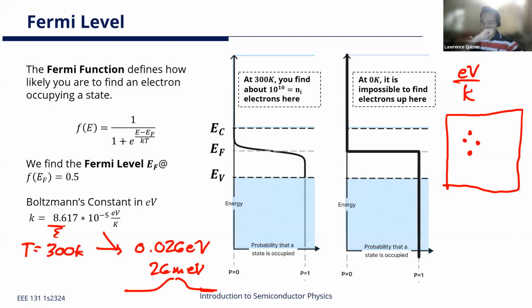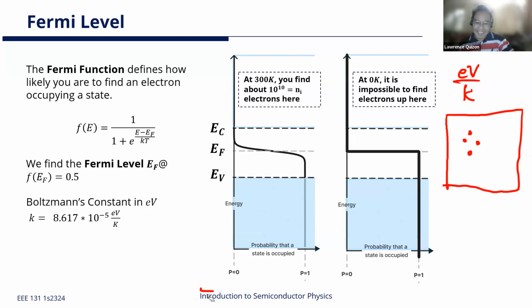Anyway, how do we quantify this temperature thing? How do we quantify how many electrons we can find in the conduction band depending on the temperature? Well, Fermi and Dirac solve this for you. This is the Fermi-Dirac distribution, or the Fermi function, as Pierre's book calls it. No, ignored the existence of Dirac.